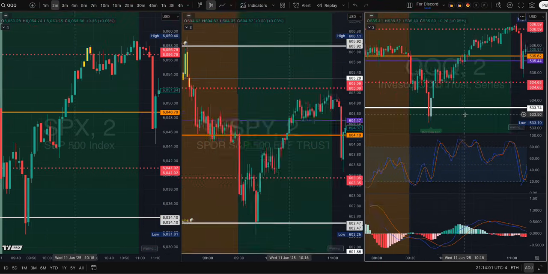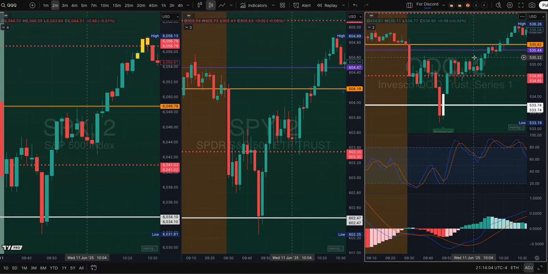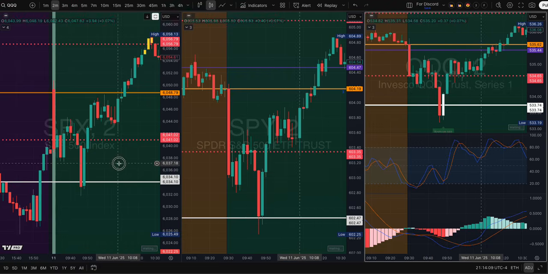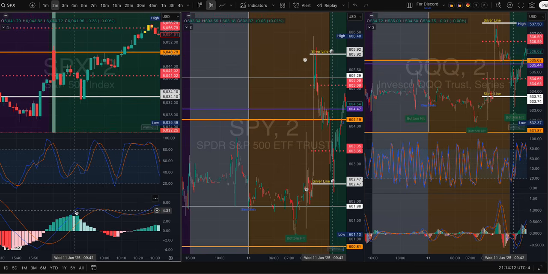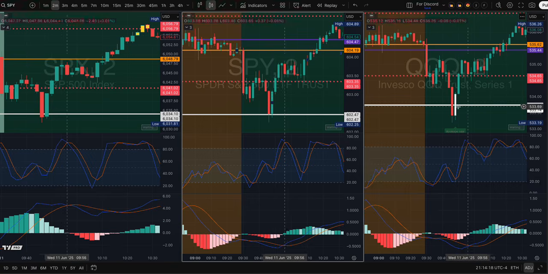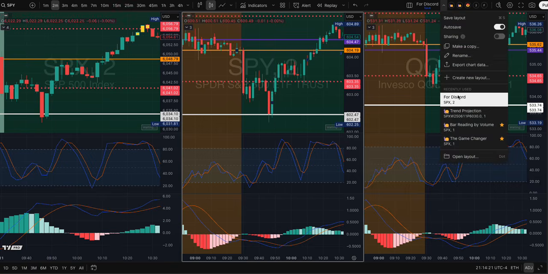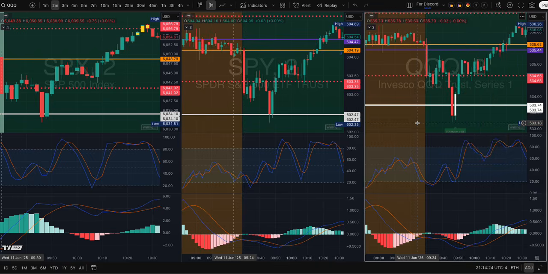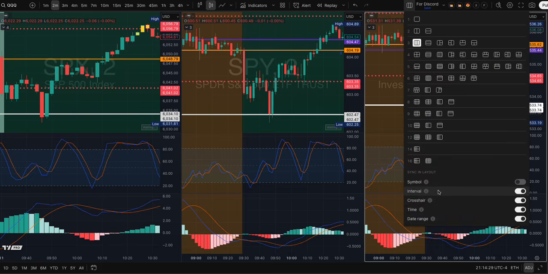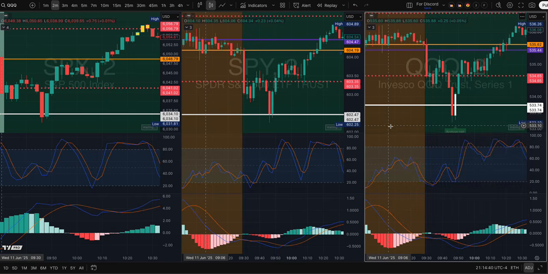In the first wave with 2 minutes, I check all these 3 charts together, and then I look for a touch and then the MACD on all 3 of them. And then again, remember my setup, I have these 3 charts with interval check-in, crosshair check-in, time check-in, and date range check-in.